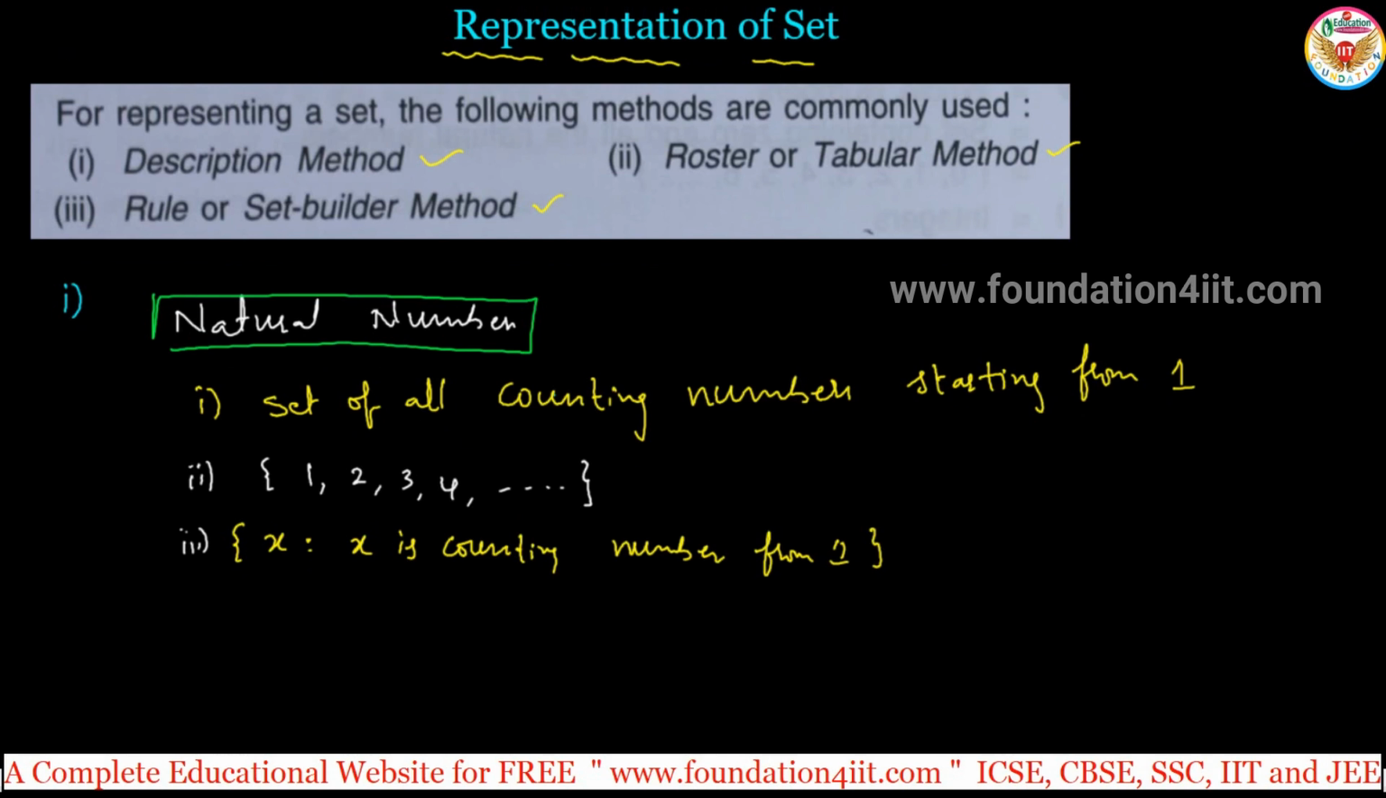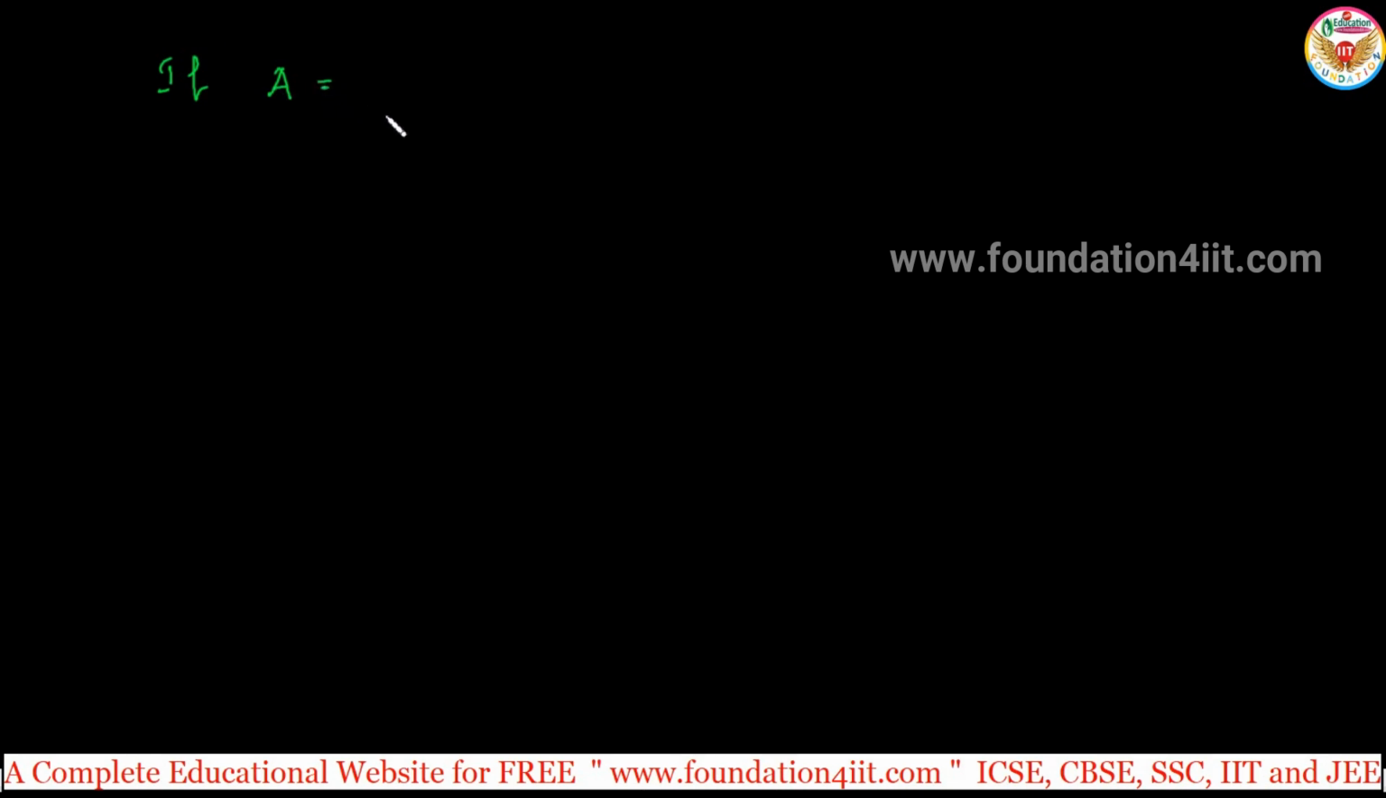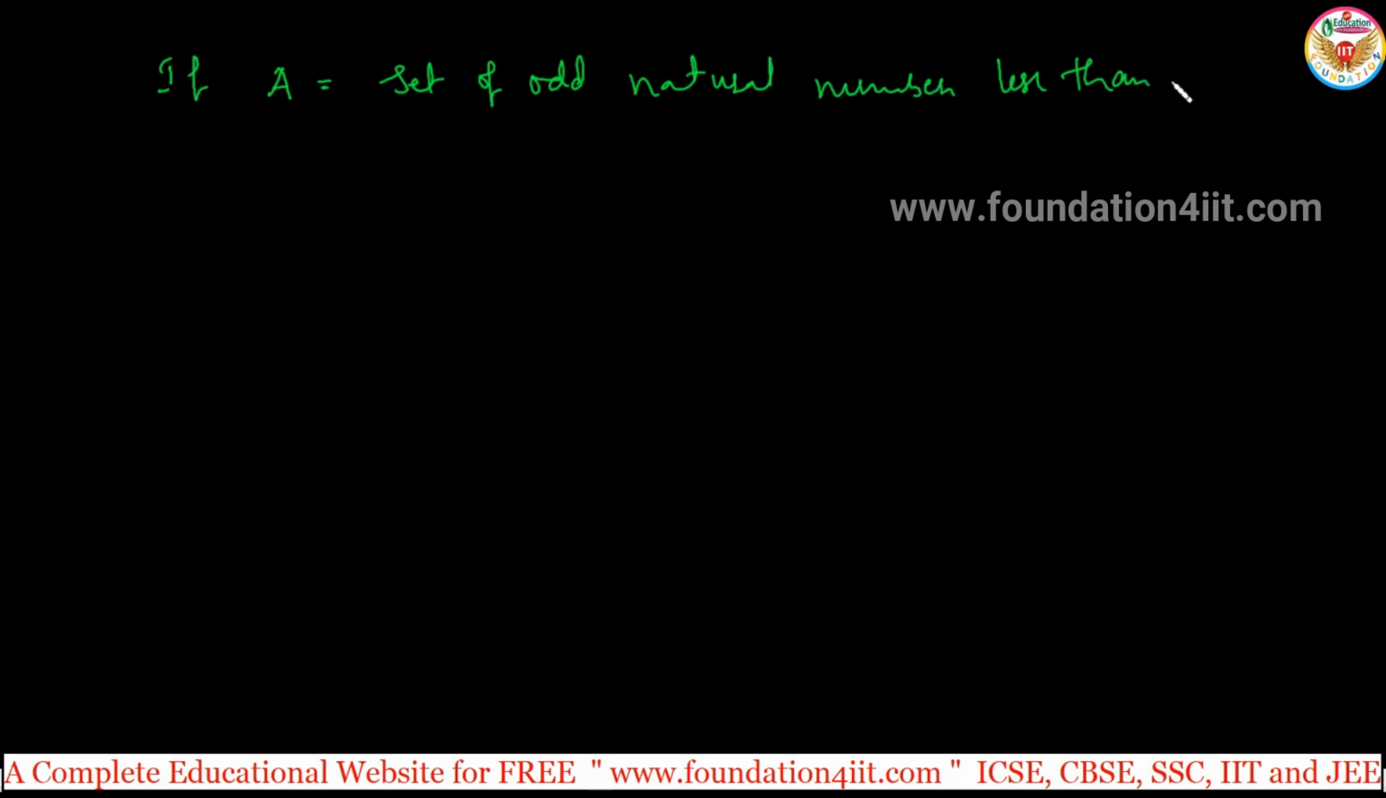First, for example, the description method, roster form, and set builder method. Example 3-1: if A is the set of odd natural numbers less than 15. There's a statement, the description: A is equal to the set of odd natural numbers less than 15. So this is the description.